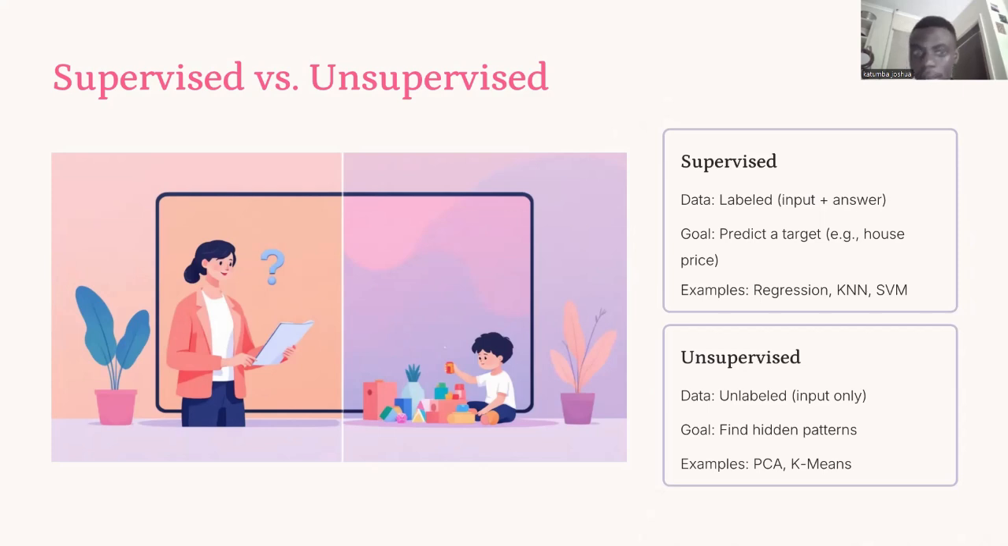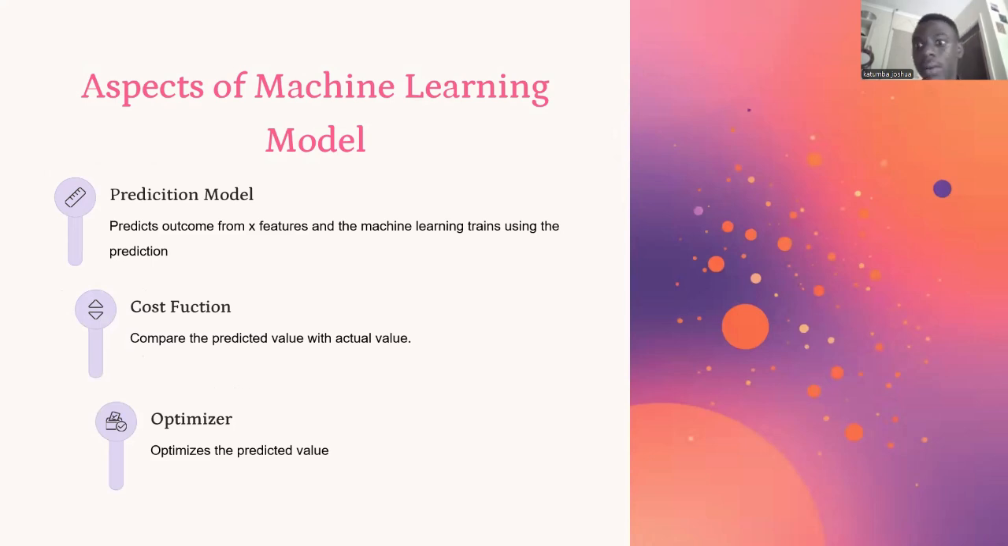Then we have k-means, that's clustering. So there are some aspects of a machine learning model as well. The first one is a prediction model. That one predicts an outcome from X features, and the machine learning trains using the prediction. Then we have the cost function. The cost function compares the predicted value and the actual value. Then we have the optimizer. The optimizer's job is to simply optimize. So it finds ways of making the model much better.